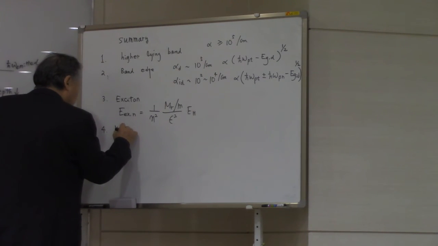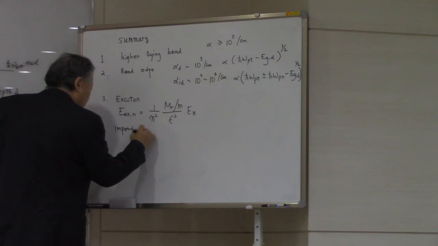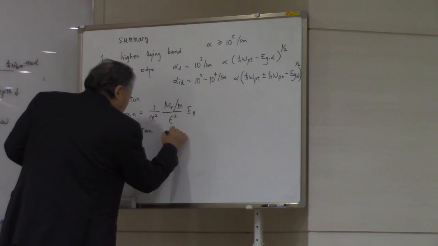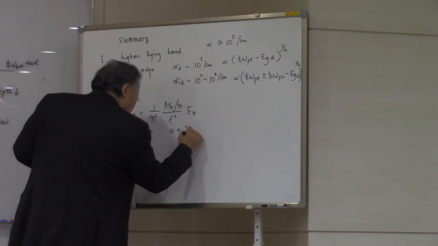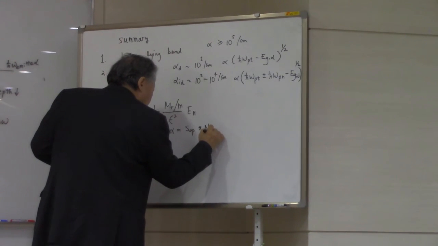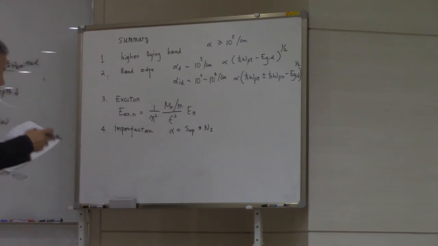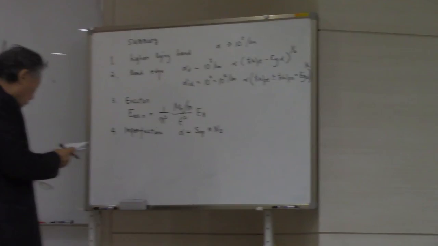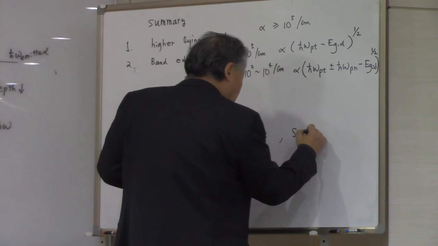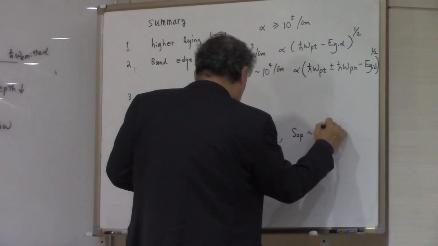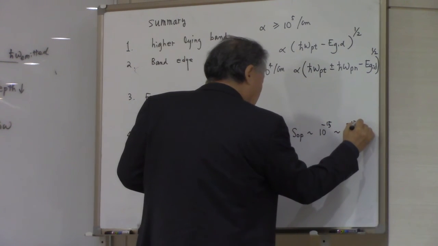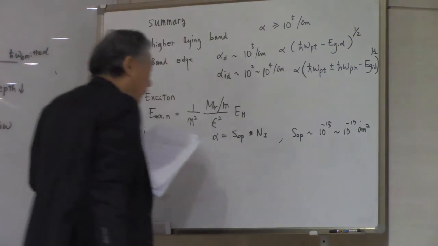Now, in the imperfection case, if you have an imperfection in your solid, the absorption constant can be written as the optical cross-section times the impurity, the recombining impurity densities. And here the absorption cross-section is between 10 to the minus 15 to 10 to the minus 17 centimeter square. All right?